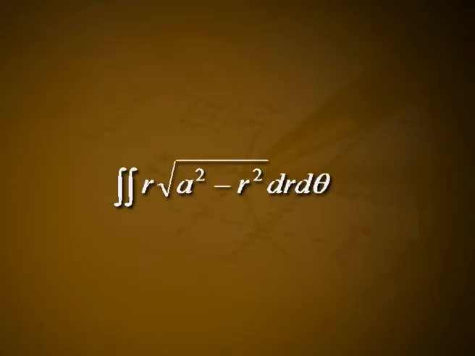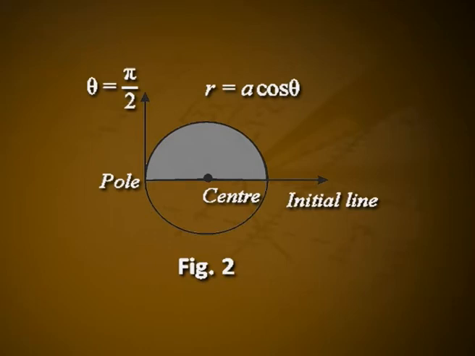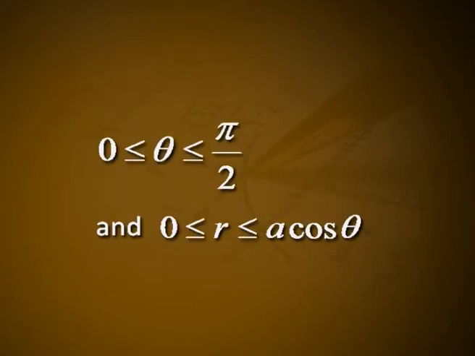Example 3. Evaluate double integral r into square root of a square minus r square dr d theta over the upper half of the circle r is equal to a cos theta. Solution. Referring figure 2, the polar equation of the upper half of the given circle is 0 less than or equal to theta less than or equal to pi by 2 and 0 less than or equal to r less than or equal to a cos theta.